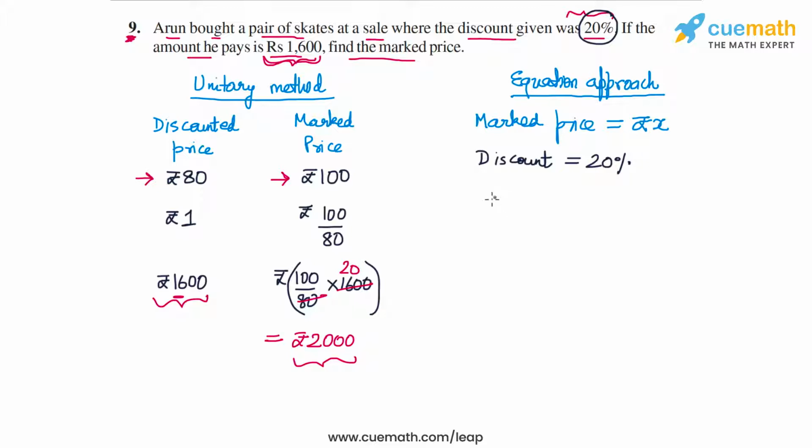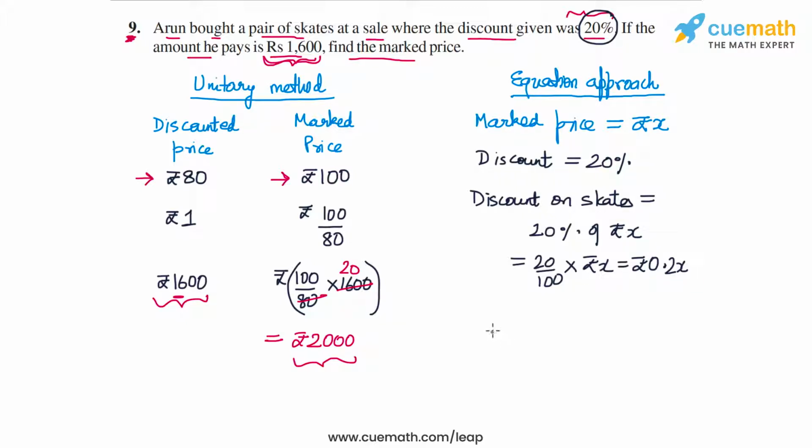So this means that the discount amount, let's calculate the discount amount on the skates. How much will this be equal to? This will be equal to 20% of rupees X, or 20 by 100 into rupees X, and this is equal to 0.2x. So rupees 0.2x. So this means that the selling price of the skates will be the marked price minus the discount, right? And this will be equal to rupees X minus the discount, which is rupees 0.2x, or this is equal to rupees 0.8x. So this is the selling price, the price at which the skates were sold.